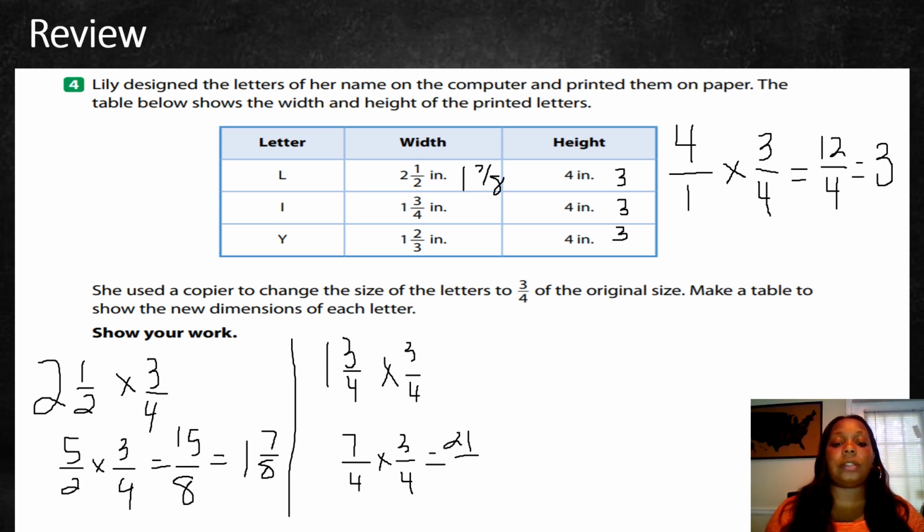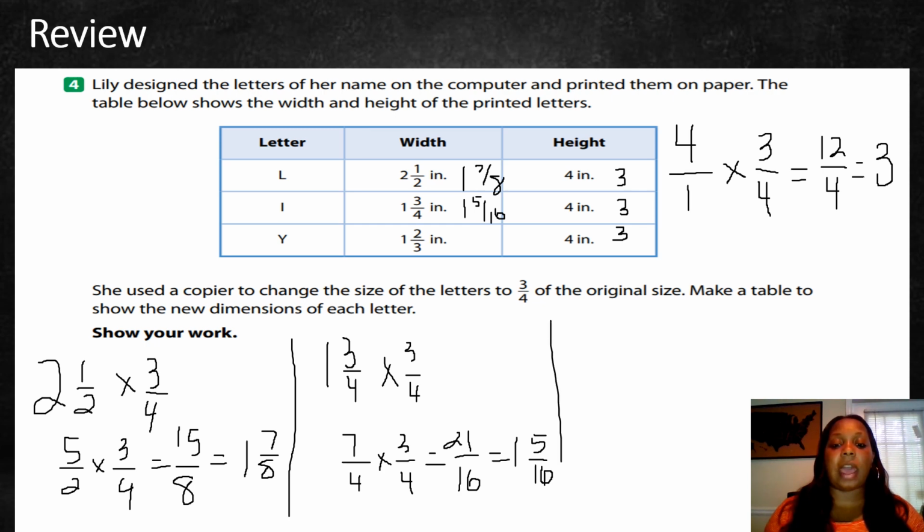Once again, we're going to convert our improper fraction into a mixed number. 16 goes into 21 one time. And then when we subtract, we have 21 minus 16 is 5 over 16. We cannot divide 5 any further, so this is our answer in simplest form. So we're going to put 1 5/16 here.